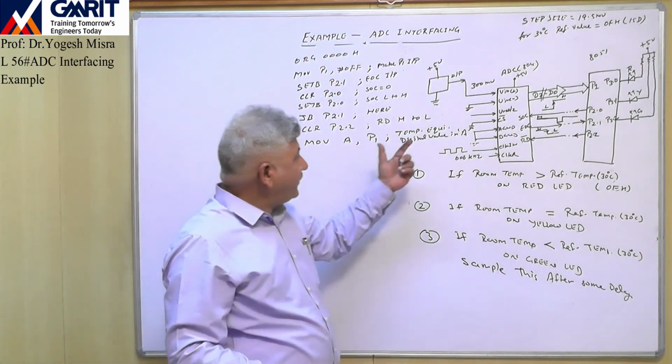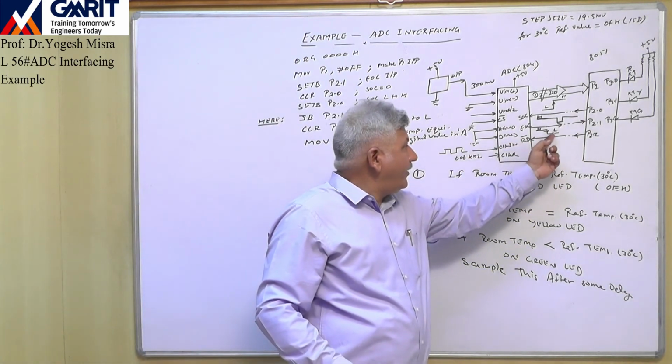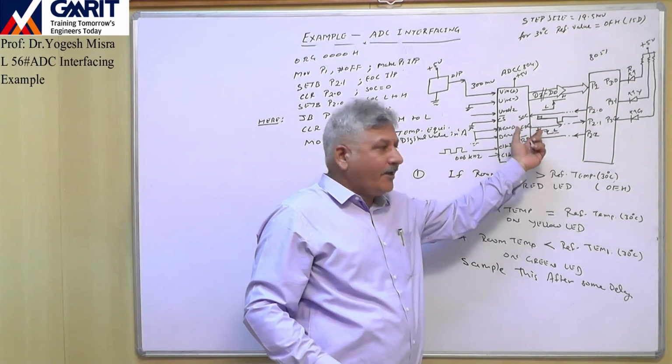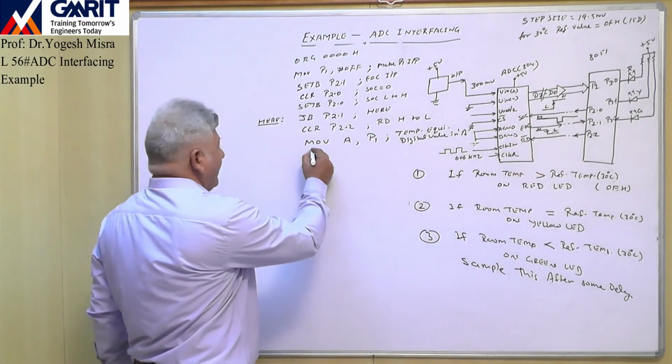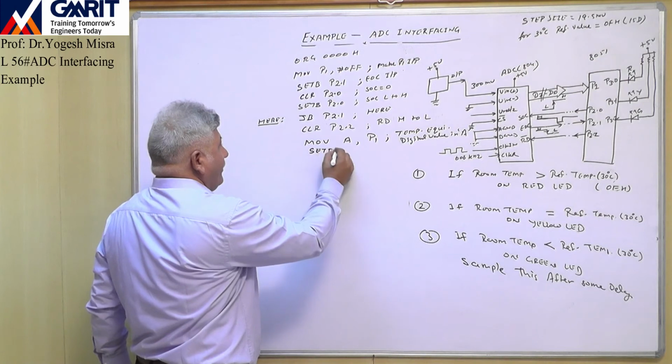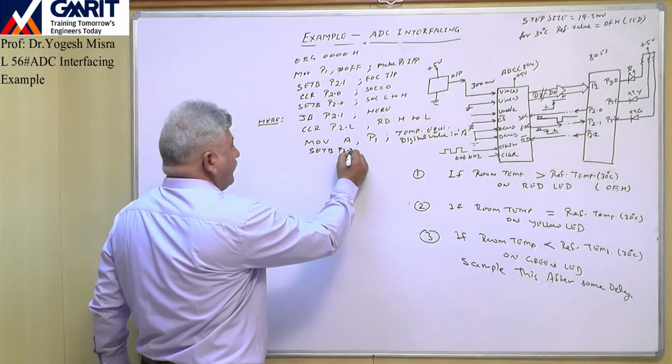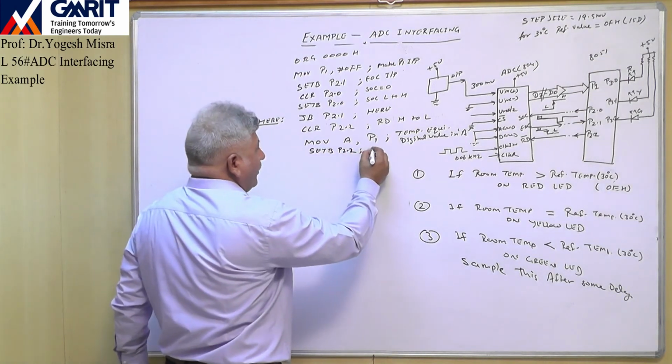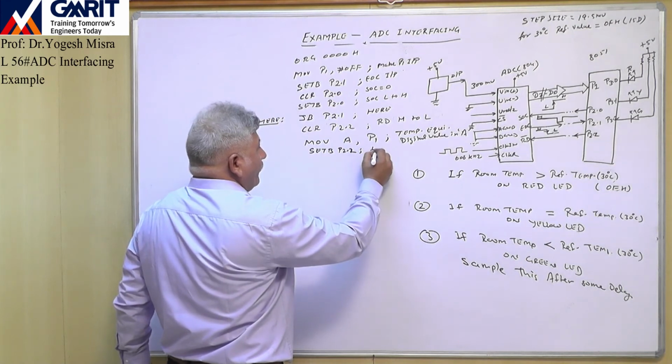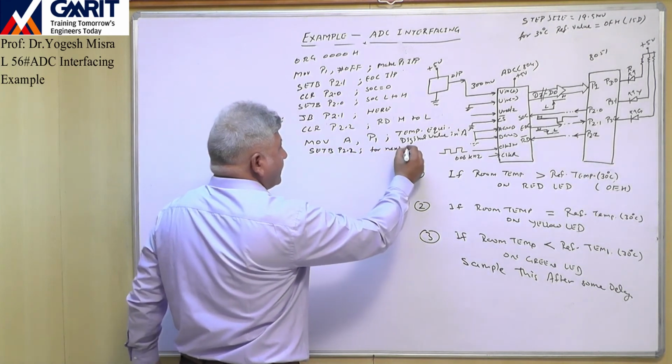And now for the next round of operation, we again make this pin high. So for this we will write SETB P2.2, right? For the next reading.